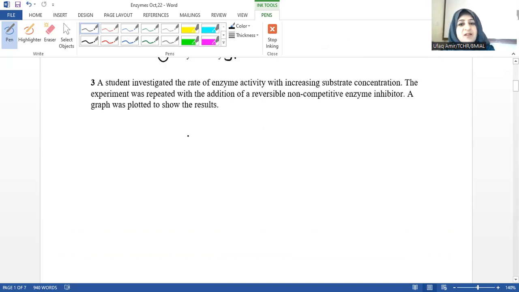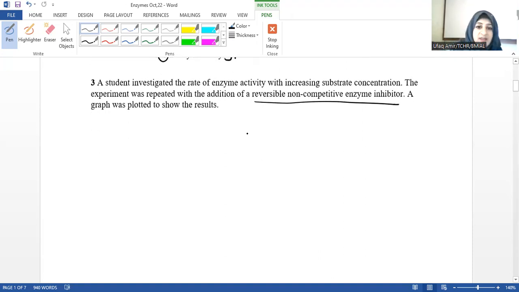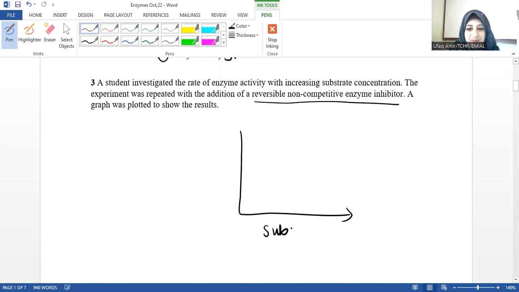A student investigated the rate of enzyme activity with increasing substrate concentration. The experiment was repeated with the addition of a reversible, non-competitive inhibitor. You know that reversible inhibitors do not bring in permanent changes. So if a non-competitive enzyme inhibitor is added to the reaction mixture, what is going to happen?